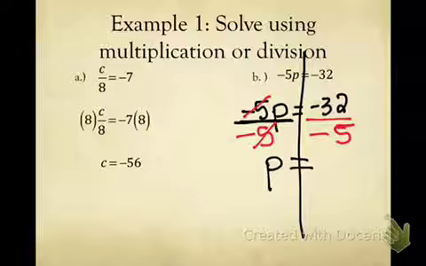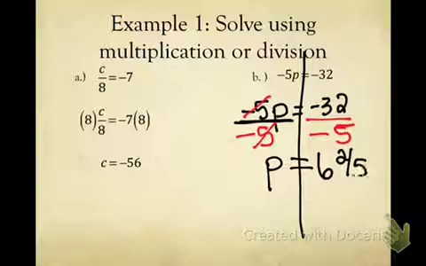I don't think that's a whole number, so I think it's 6 2/5. Now, is it a negative or a positive? Well, I have a negative divided by a negative, which is saying what's the opposite of a negative, which is positive. So my final answer should be a positive 6 2/5.